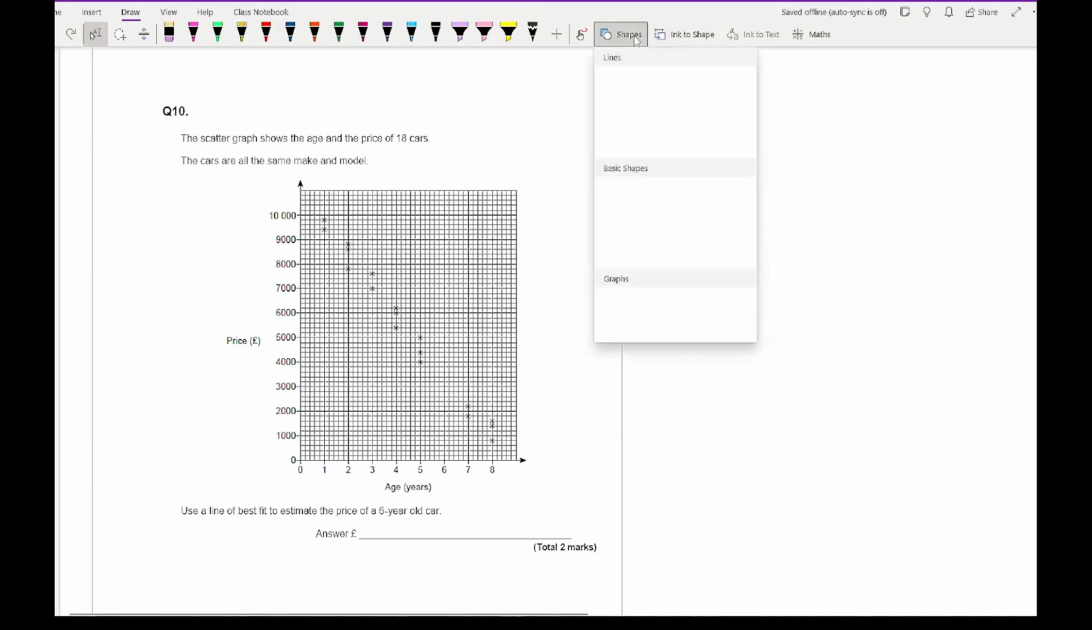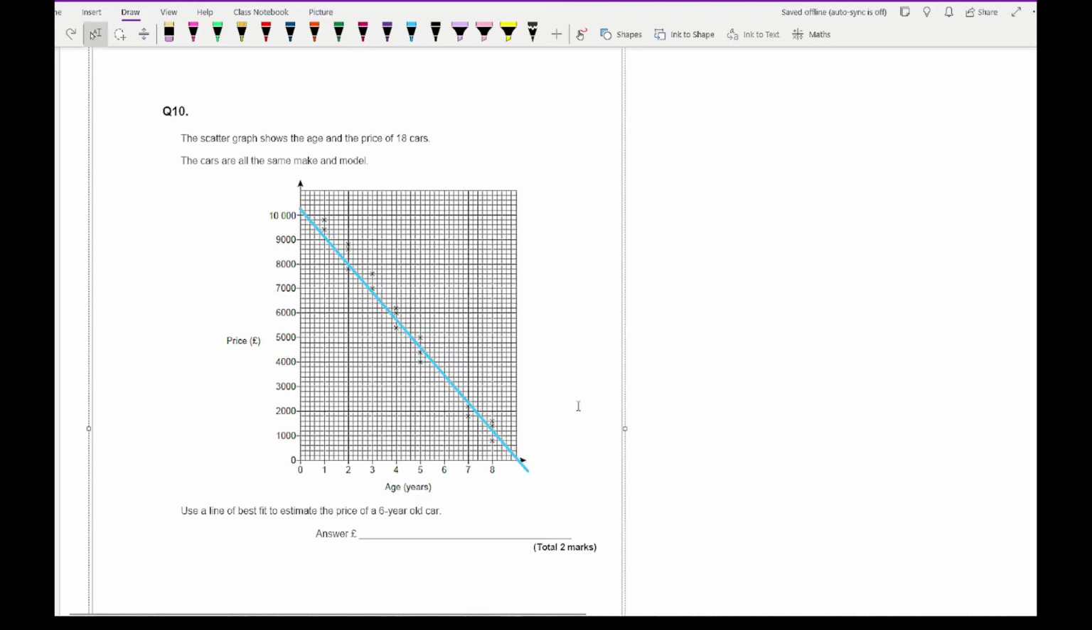So again, what we need to do here is get our ruler. Setting the parameters of a line of best fit, you want to try and have the same number of points above the line as below, and just go as close as you can with those. So I'm going to say my line of best fit looks like that.